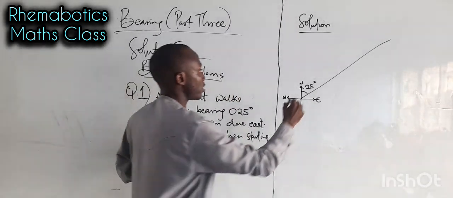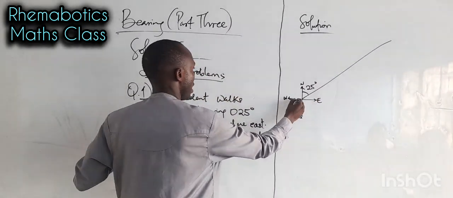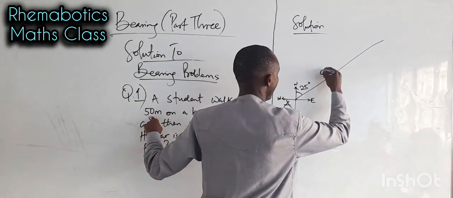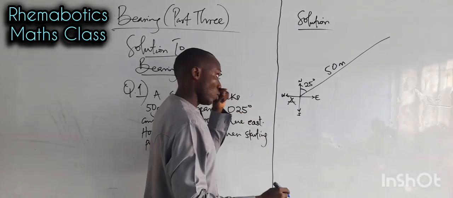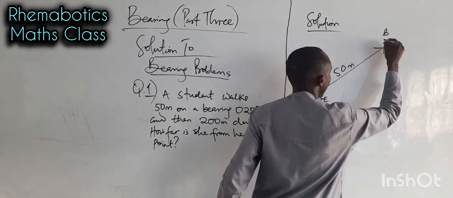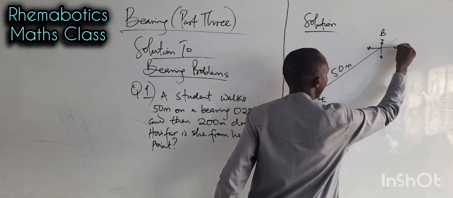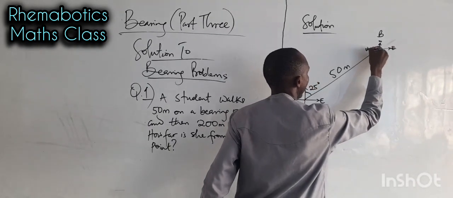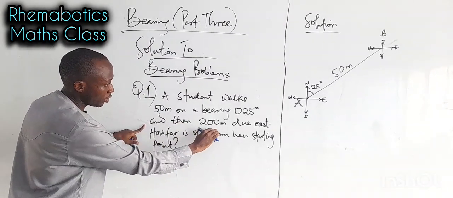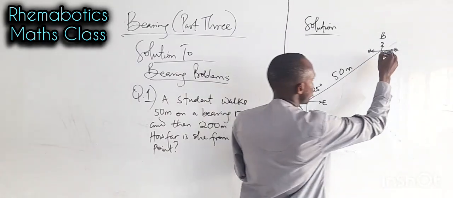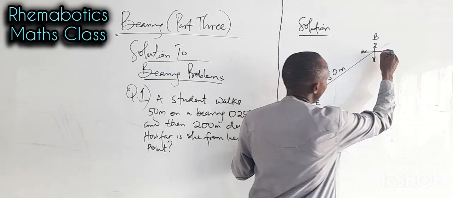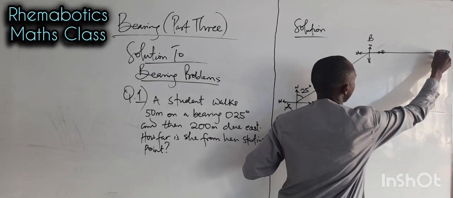Okay, so the distance is from point A, the first point, to point B, the second point, and the distance is 50 meters. So this is our second point, I call it point B, with north, south, west, and east. Okay? So let's look at the second part of the statement, which is then 200 due east. What does that mean? 200 meters due east is exactly 90 degrees.